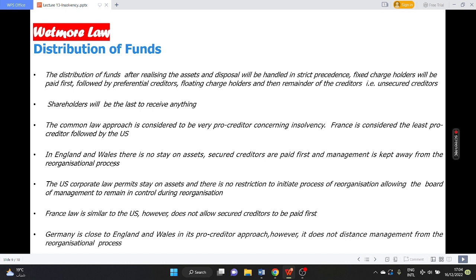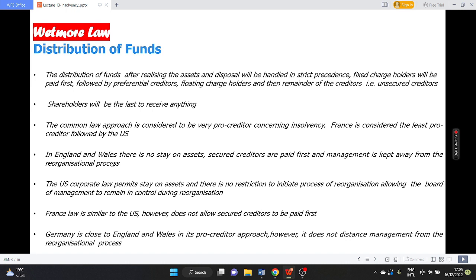The common law approach is considered to be very pro-creditor concerning insolvency. France is considered the least pro-creditor, followed by the US. In England and Wales, there is no stay on assets. Secured creditors are paid first and management is kept away from the reorganizational process.